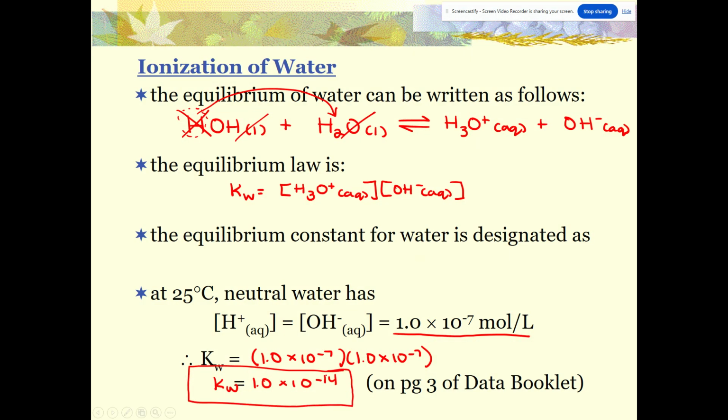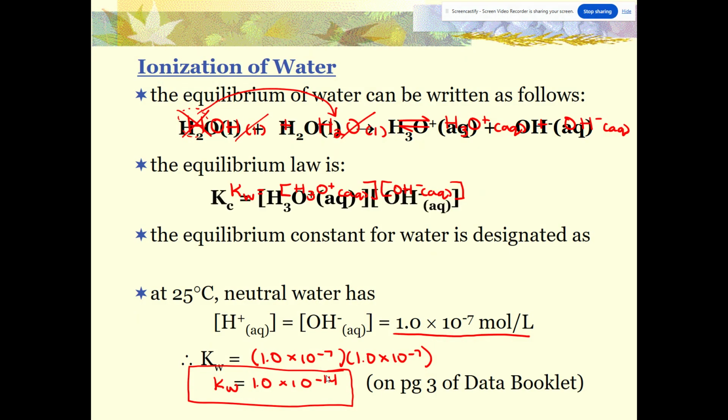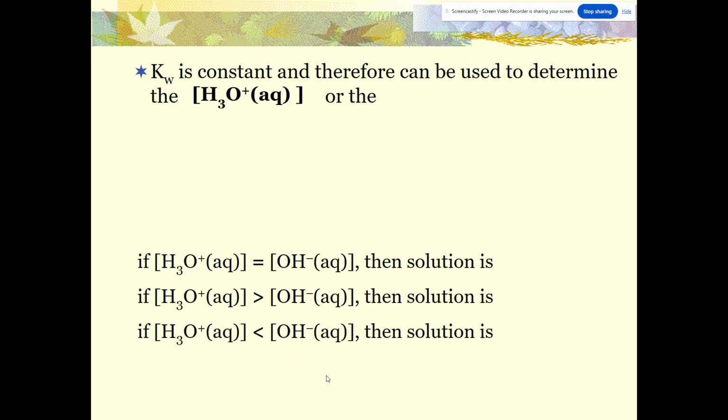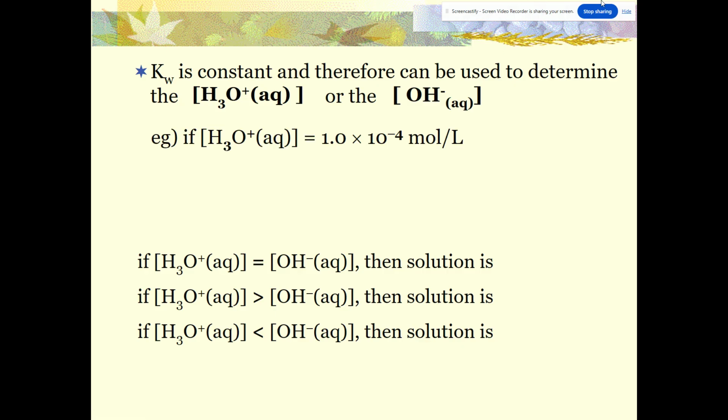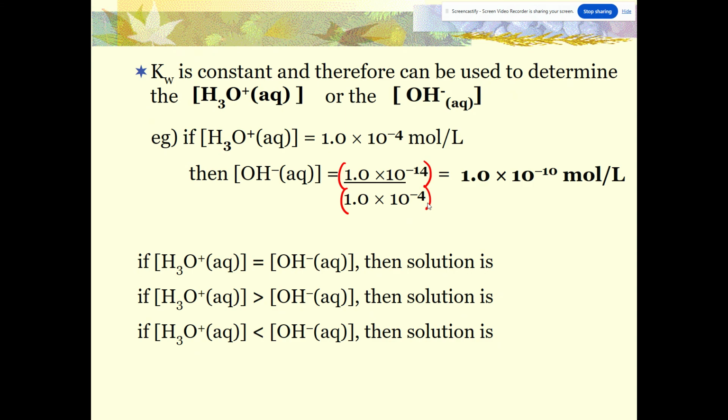Why this is helpful is because it can help us find one of the ions in the solution, because they both need to multiply to equal 1.0 times 10 to the negative 14. So if we're trying to find one of the ions from the other, I just divide by it into Kw. For example, if I'm trying to find hydroxide and I know hydronium, I take my Kw, 1.0 times 10 to the negative 14, divide by the hydronium ion concentration, which was 1.0 times 10 to the negative 4, and we will get an answer. Make sure you're using brackets around these. You should get an answer of 1.0 times 10 to the negative 10 moles per liter.